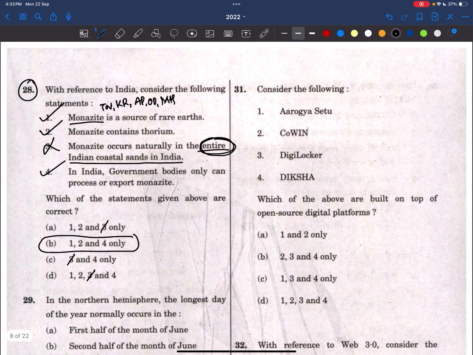Now what we have to do? See, UPSC is asking about monazite, thorium and rare earth minerals. So we have to read about these rare earth minerals. In the recent papers also we have seen UPSC is focusing more on minerals, and the law is also amended recently. So we have to read about all those things.